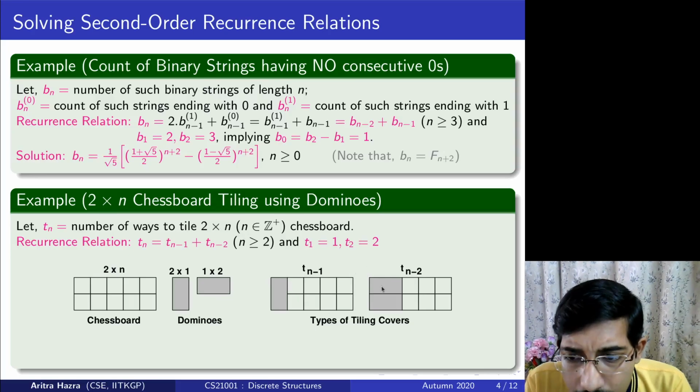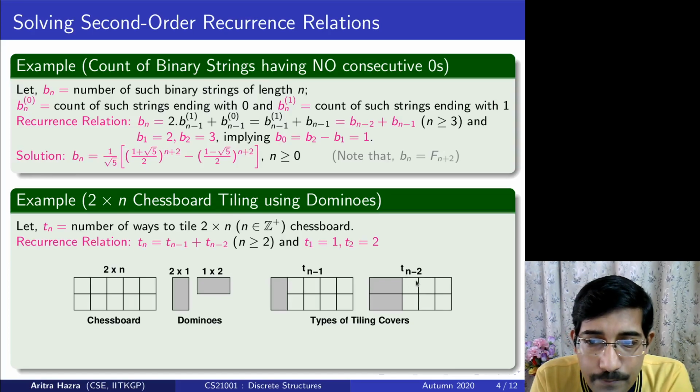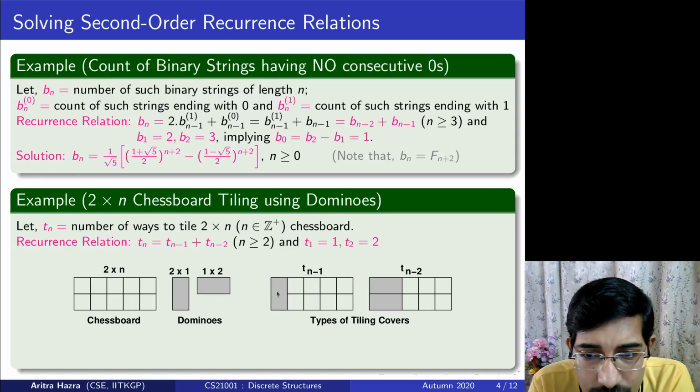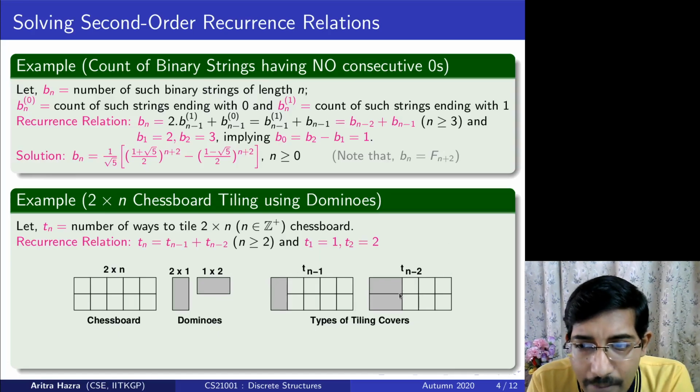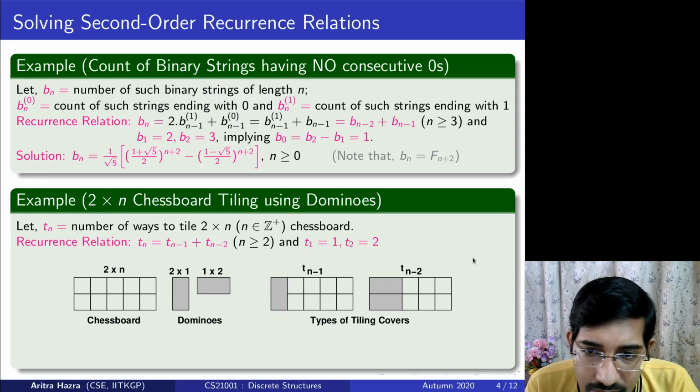And in another manner, we can just place 2 tiles horizontally, and the remaining number of ways we can do it is my answer. So it is Tn minus 2. So these two types of tiling give me a recurrence: the number of ways I can tile Tn minus 1 with the first cell occupied like this, and the number of ways I can tile Tn minus 2 with the first two cells occupied horizontally with 1 cross 2 tiles. So that gives me my answer.